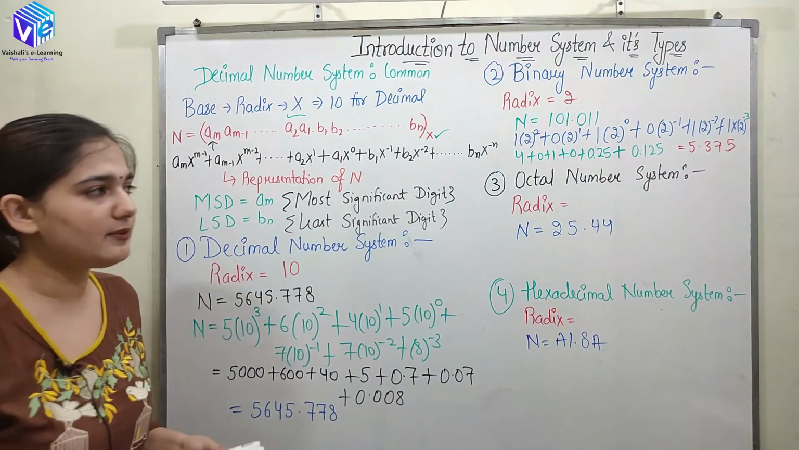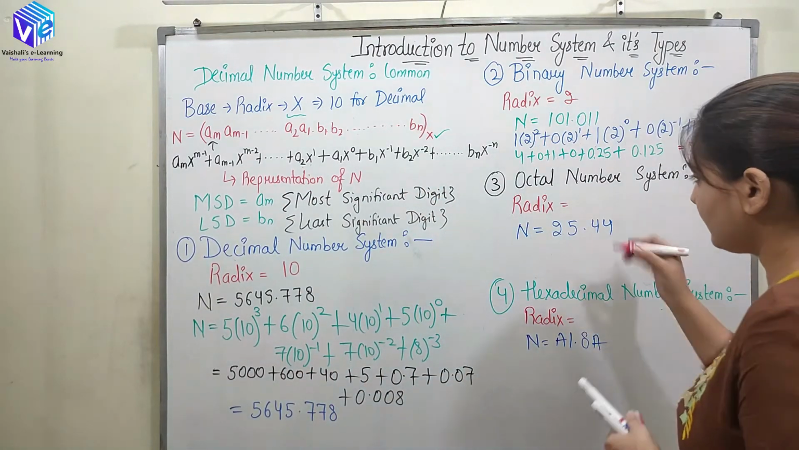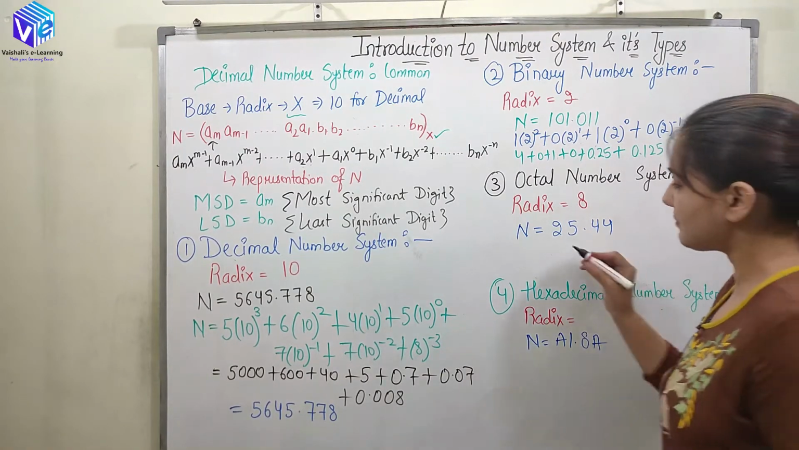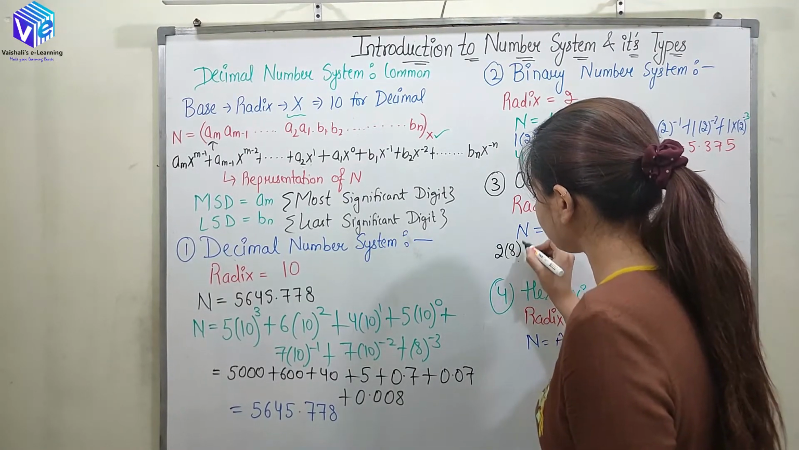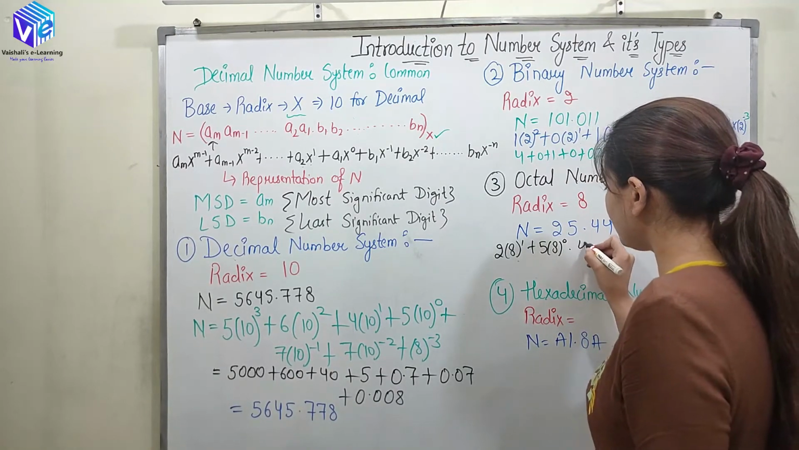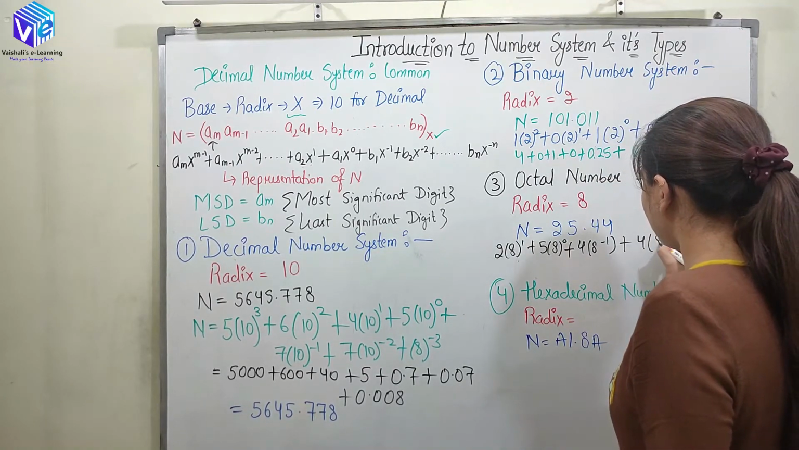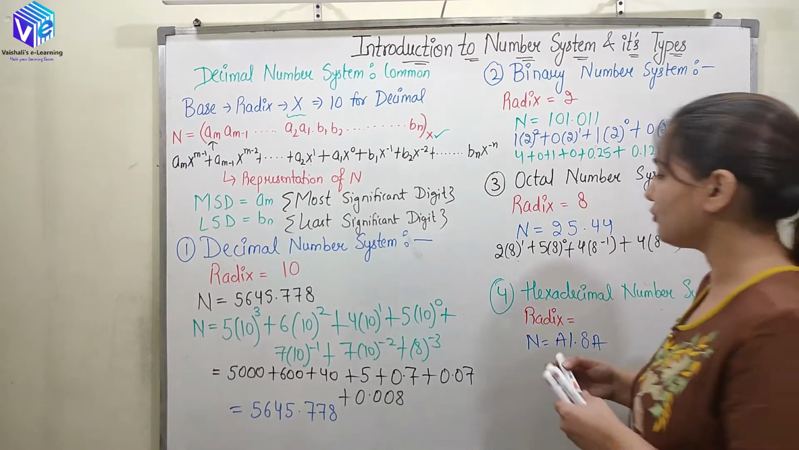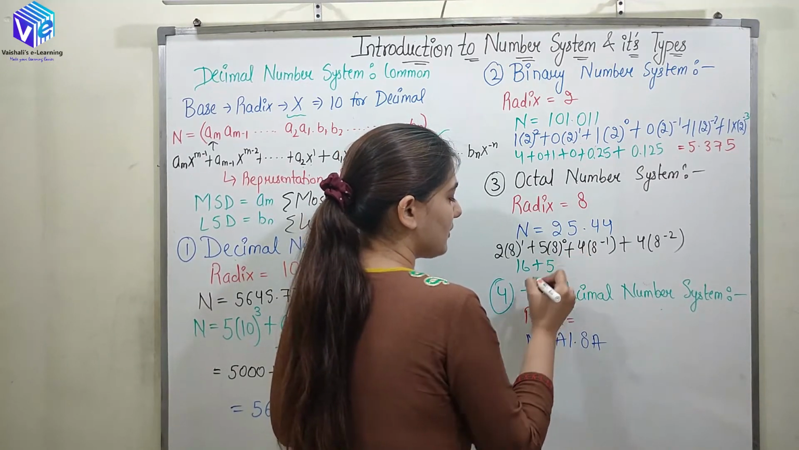Now coming to the octal number system. So octal number system has the radix value 8. So here we have the number 25.44. So how can I represent it? 2 with the 8 raised to power 1 plus 5 with 8 raised to power 0, 4 with 8 raised to power minus 1 plus 4 with 8 raised to power minus 2. So now here we will be having 8 into 2, that is 16 plus 5 into 8 raised to power 0, which will be 5.